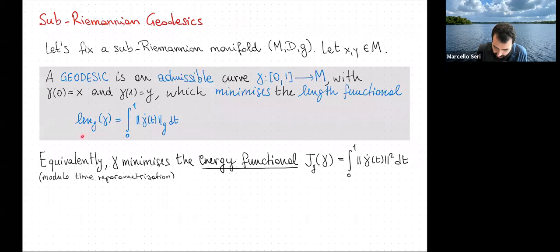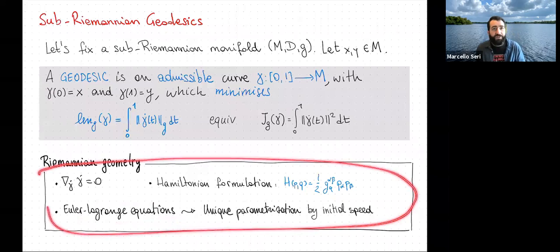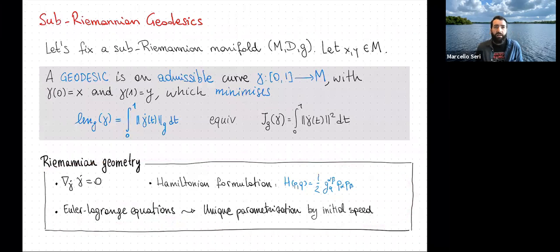So we can look for a minimizer of either this quantity or this quantity, but up to now, this seems like the same as in Riemannian geometry. And in Riemannian geometry, we know we have the Levi-Civita connection, the torsion-free connection that gives us a nice way of defining the geodesics. We have a nice Hamiltonian formulation in terms of the metric. We have the Euler-Lagrange equation that tells us there is a unique parameterization given an initial vector. So you give a point and an initial speed, and this uniquely defines your geodesic. So you have a nice, beautiful structure. All these representations are equivalent.